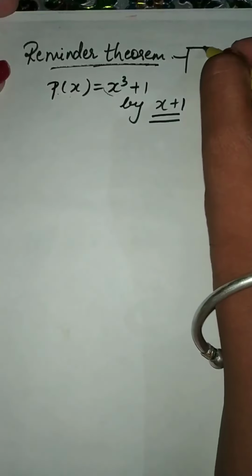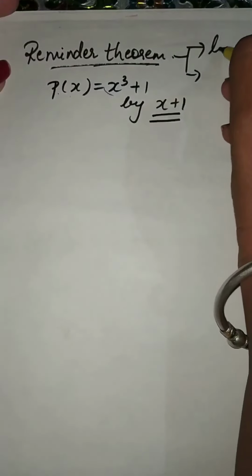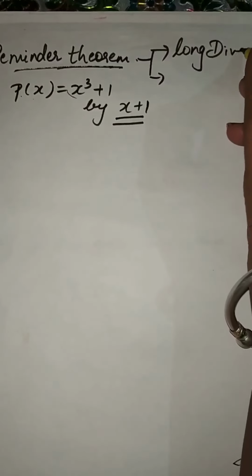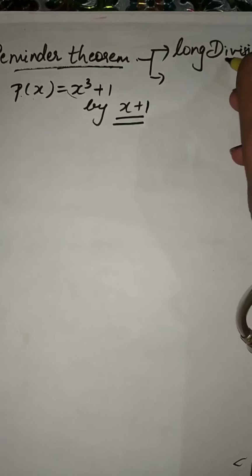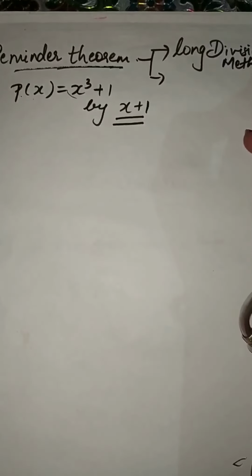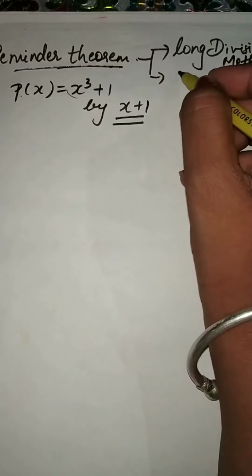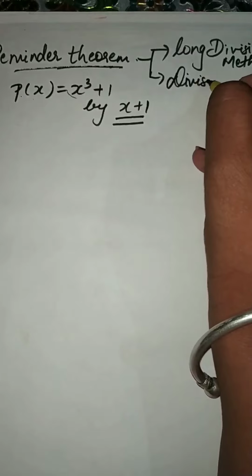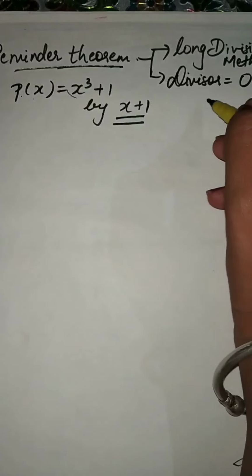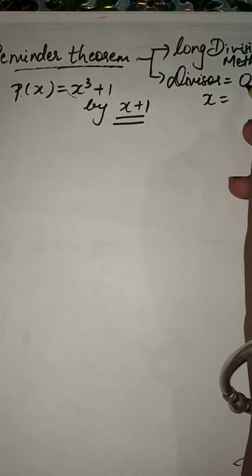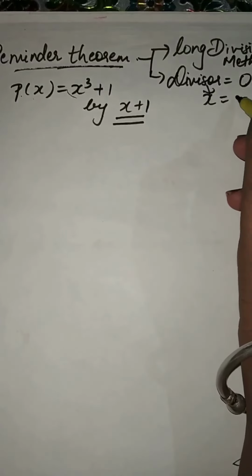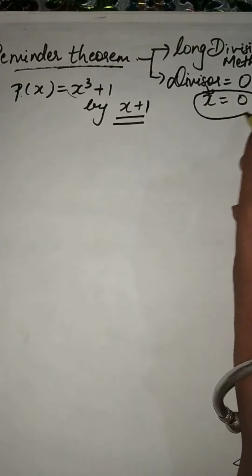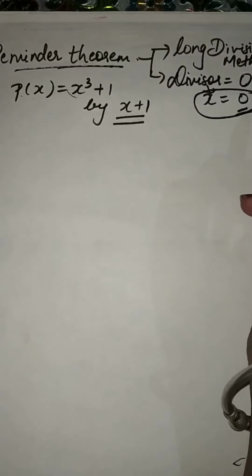Either use the long division method, or take this small expression, which we call the divisor, put it equal to 0, and find out the value of x. We have to find the value of x from this divisor only, and put whatever value we find into this expression.